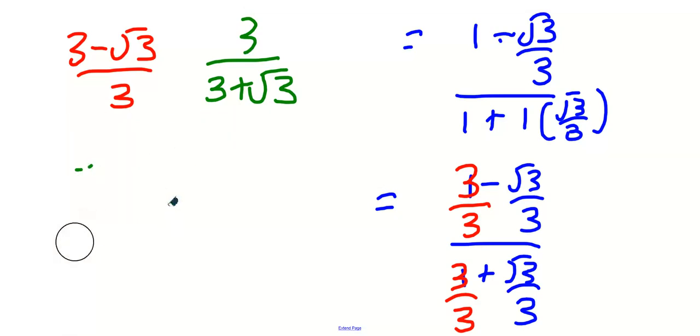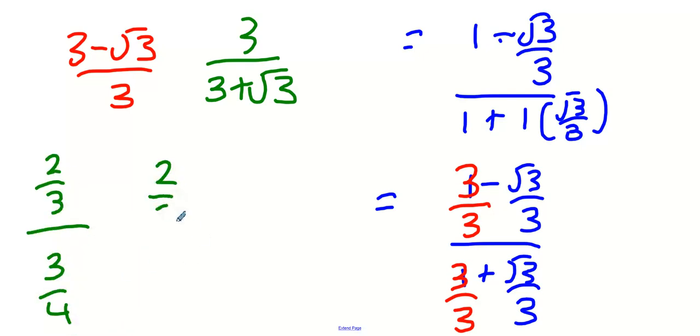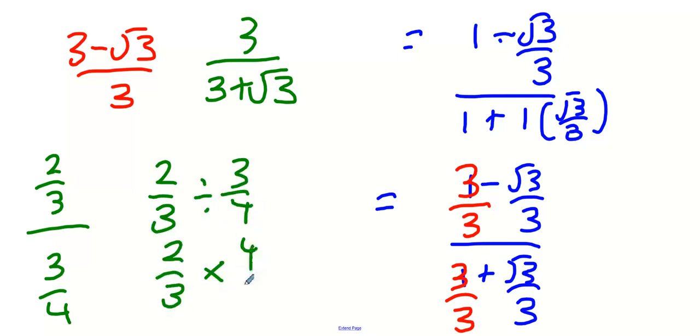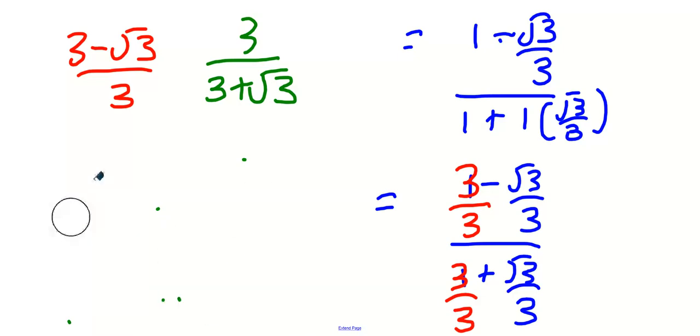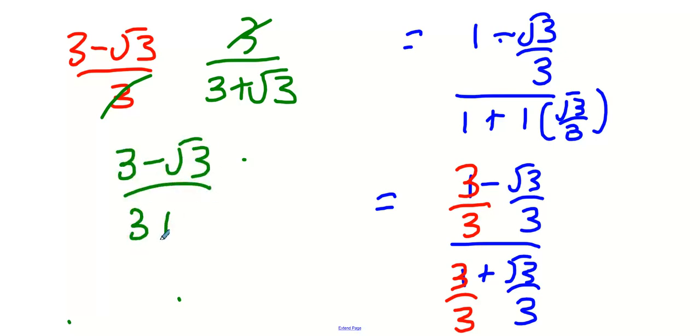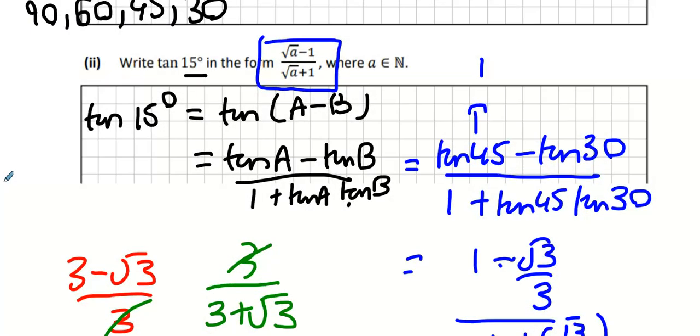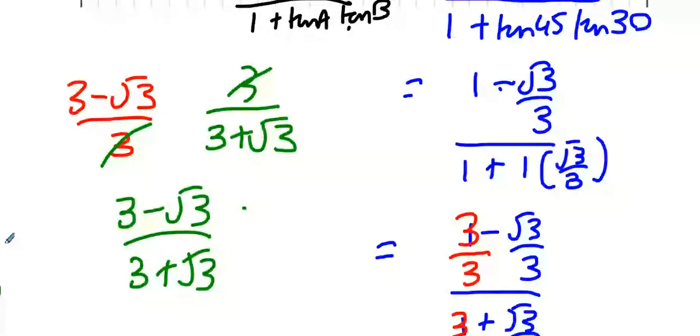For those of you who don't remember, if I was to divide, for example, 2/3 divided by 3/4, back in first year, you just flip the bottom fraction upside down. And what's going to happen is those 3's are going to cancel, and what we're going to get is 3 minus root 3 all over 3 plus root 3. And you'll see that that's more in line with the form that we're looking for, I believe.